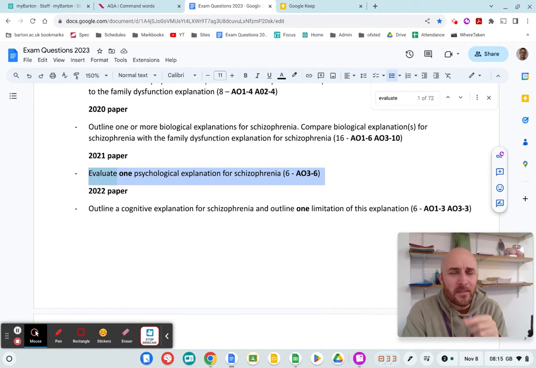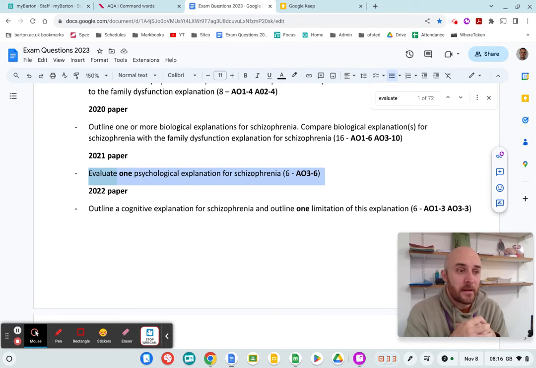One thing they've never done, the 10 marks you get for AO3 in an essay, AO3 equals 10. They've never just done that separately by itself. That might be something you want to look out for, or certainly be prepared for. They've never done a 10 marker before by itself. I don't even know whether they can do it, right? But that is actually irrelevant.